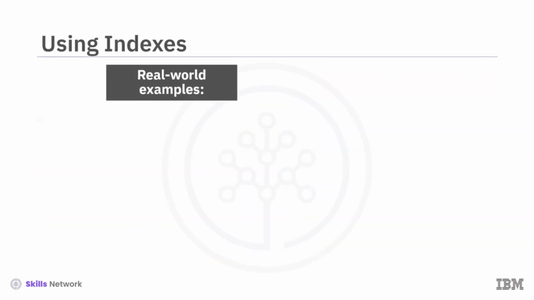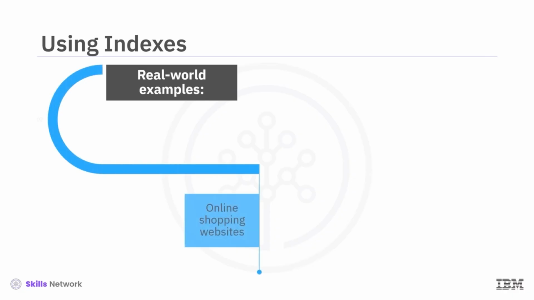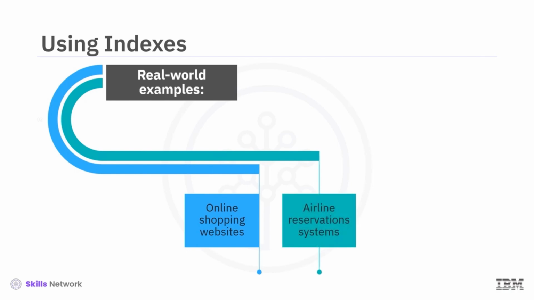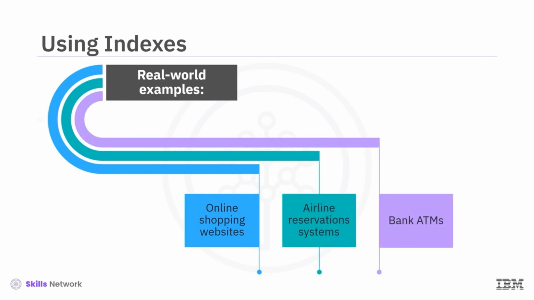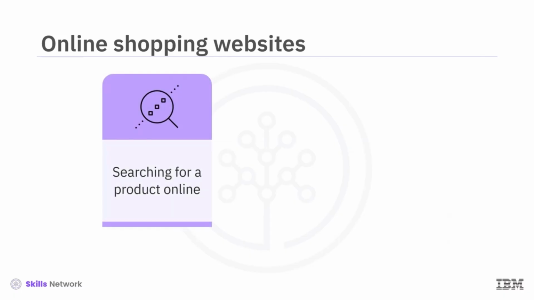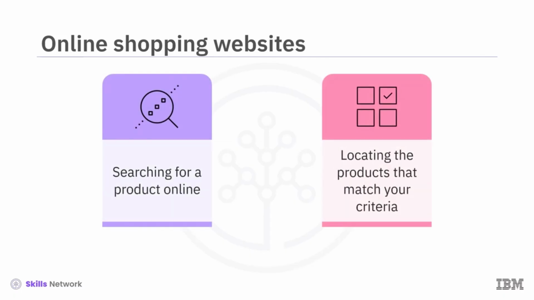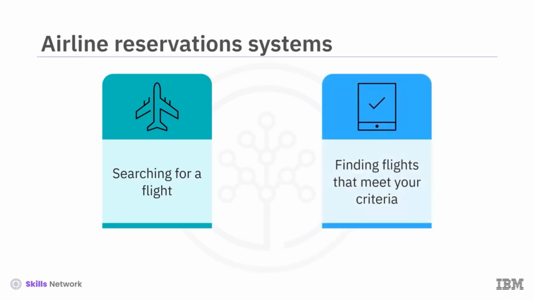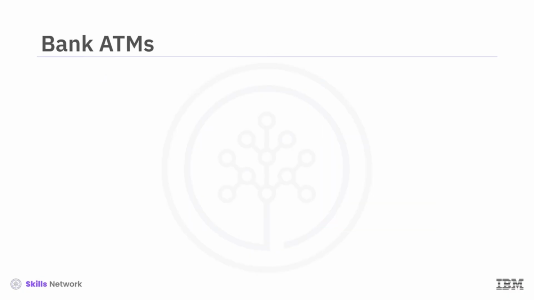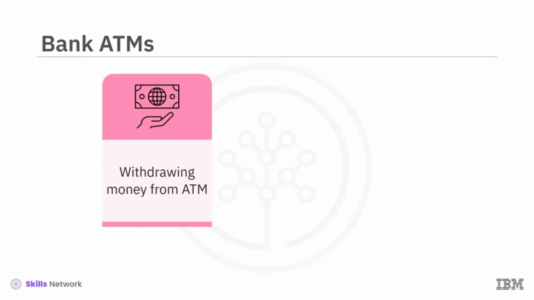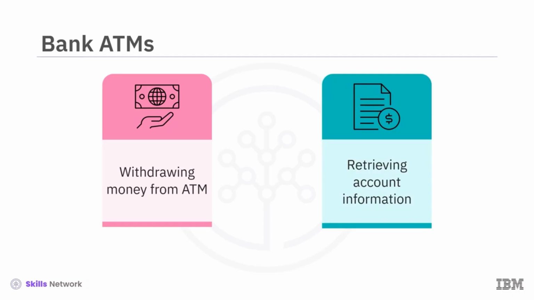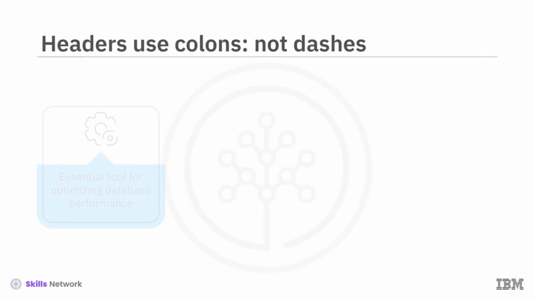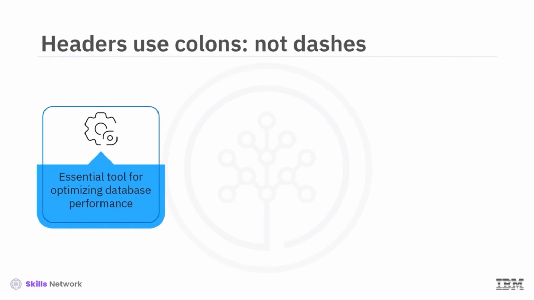Here are some real-world examples of how databases use indexing. Some of these examples include online shopping websites, airline reservation systems, and bank ATMs. When you search for a product on an online shopping website, the website uses indexes to locate products that align with your search criteria efficiently. When you search for a flight on an airline website, the website uses indexes to find the flights that meet your criteria quickly. Lastly, when you withdraw money from an ATM, the ATM uses indexes to retrieve your account information quickly. Let us now explore how indexing is essential for optimizing database performance.